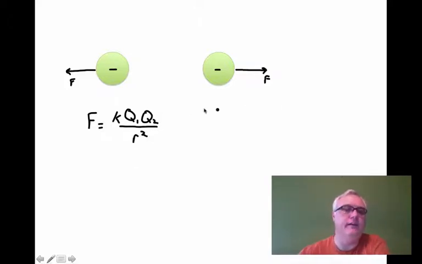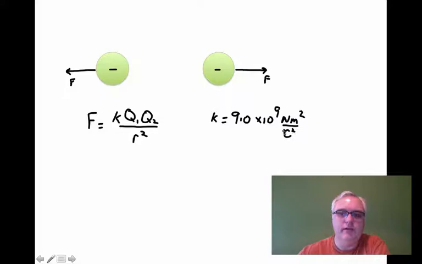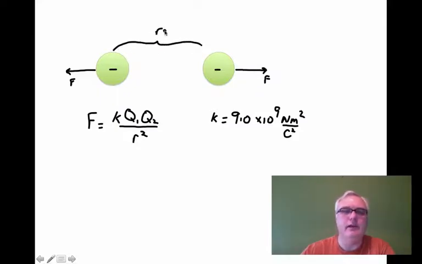So Coulomb's law is: take a constant k, which is Coulomb's constant, 9.0 times 10 to the 9 newton meters squared per coulomb squared. That's not the speed of light squared, that's charge. Then multiply the two charges and divide by the distance between them squared. Again, r is the separation between the two objects.